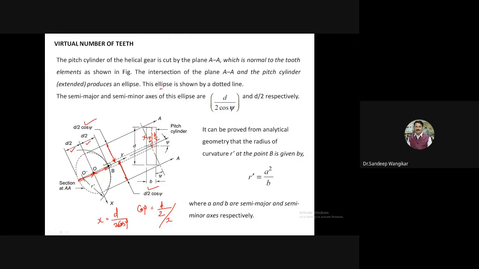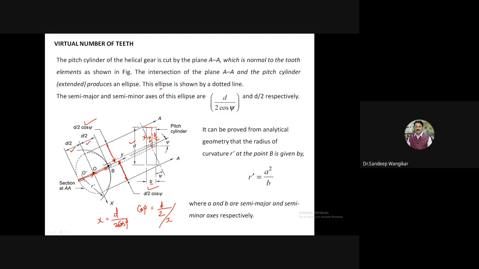How this distance, I have explained you trigonometry. So d is diameter. How this major axis and minor axis is calculated, that I have explained. This is semi-minor axis d by 2, semi-major axis d by 2 cos psi and d by 2 cos psi. This is the pitch cylinder shown, B is the face width. Okay. Now it can be proved from the analytical geometry.